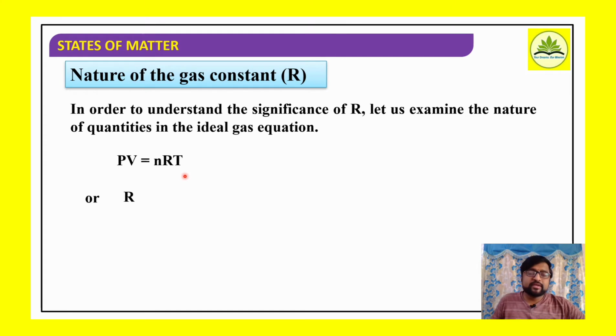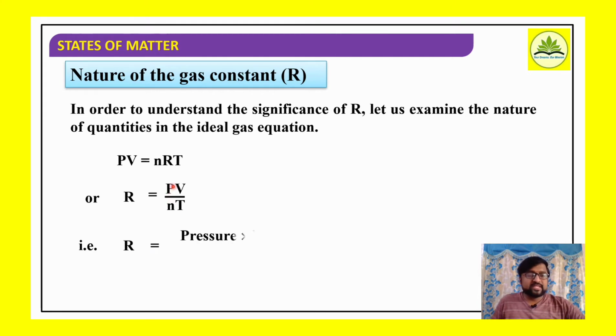Well, what we are doing is just rearranging the expression. We are just rearranging, equating for R. R is equal to PV divided by n into T. So we just rearranged it. On equating to R, R is equal to PV as it is, and n and T go to the denominator. So the expression becomes R is equal to PV by nT.